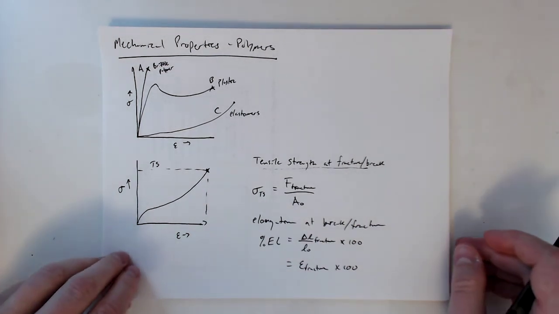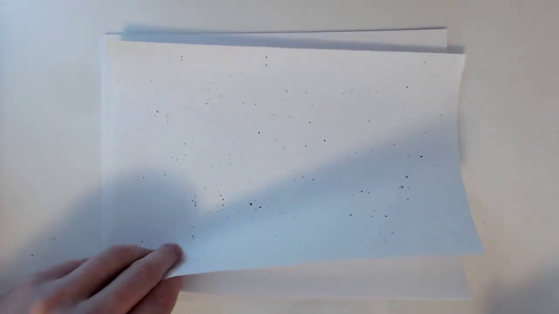So these are both pretty easy to calculate from the curve. Let's look at another one that we want to look at, and that is yield strength.